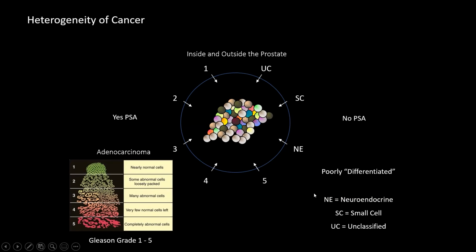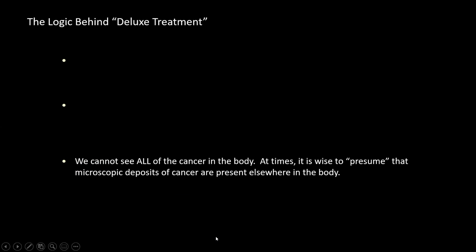On top of it, you have cell types that people hardly ever mention. Neuroendocrine small cell subtypes, unclassified. I think Jonathan Epstein is going to be discussing how heterogeneous prostate cancer really is. So to me, if you have heterogeneous disease, you need heterogeneous treatments to knock out the disease. No brainer. Another reason we want the deluxe package is we can't necessarily see all the cancer in the body.